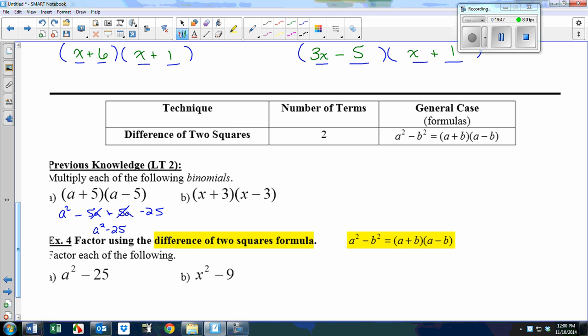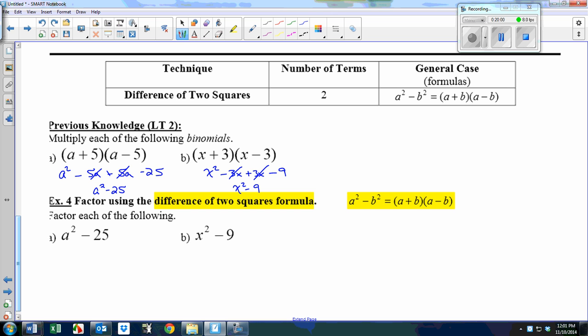The second example, x times x would give us x squared, the outer negative 3x, the inner positive 3x, and the last negative 9. So x squared minus 9. So when we undo the multiplication, when we factor it, what would a squared minus 25 factor to? It factors to what we started with there, a plus 5, a minus 5.